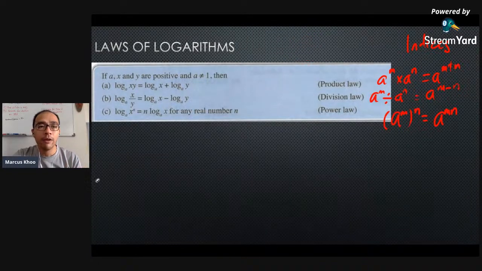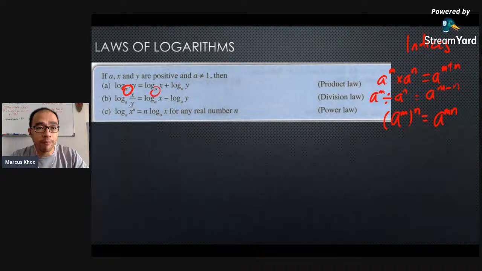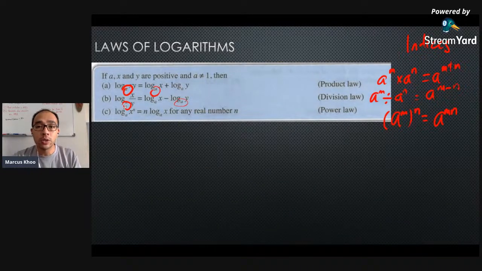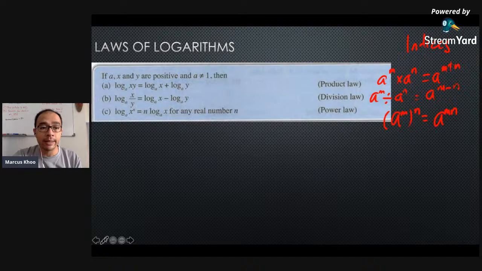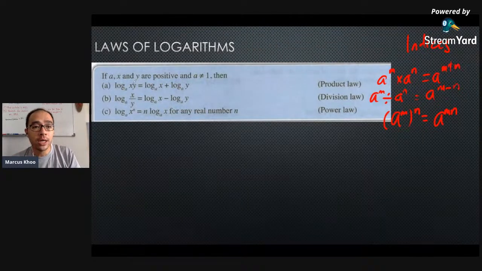In the same way, the laws of logarithms only work if the base is the same. Look at the base: base A, base A, base A, base A. So the laws of logarithms only work if the base is the same. If the base is not the same, then we will have to do something else to make the base the same. So these are the three basic laws. The first one is: if the base is the same, and the number is multiplied, you can split this into a plus. So log base A of X plus log base A of Y.